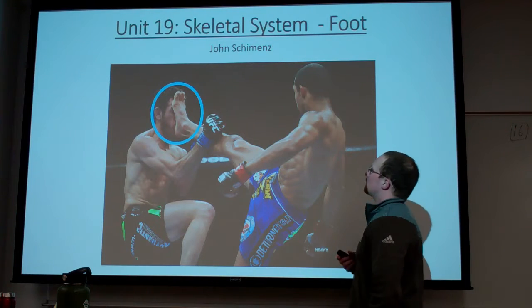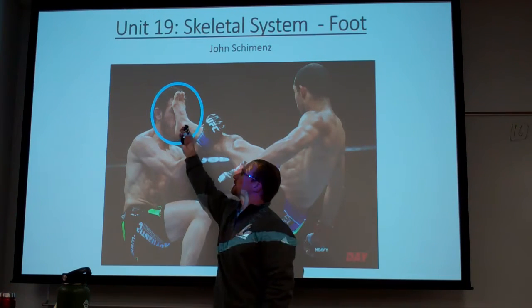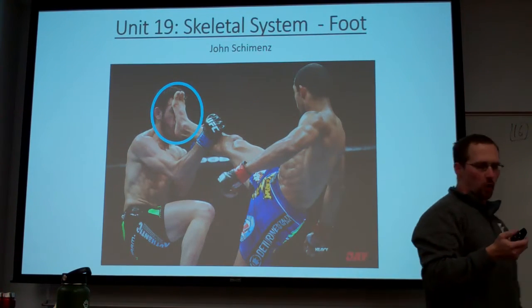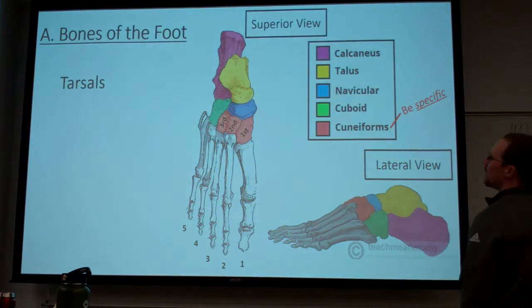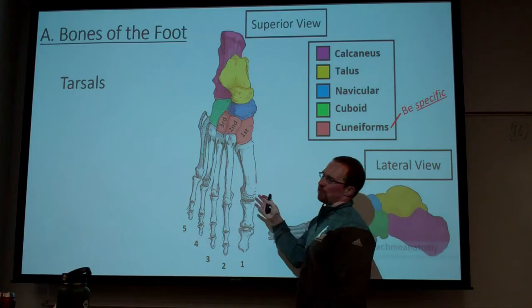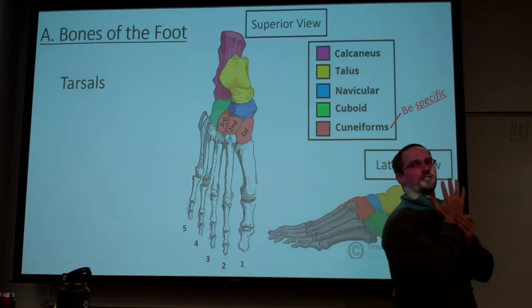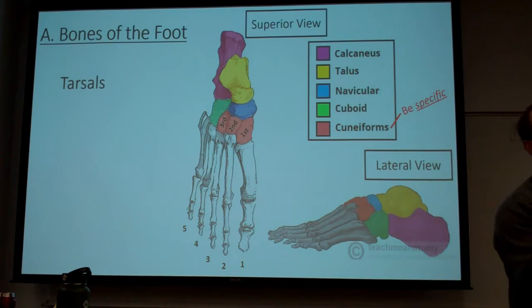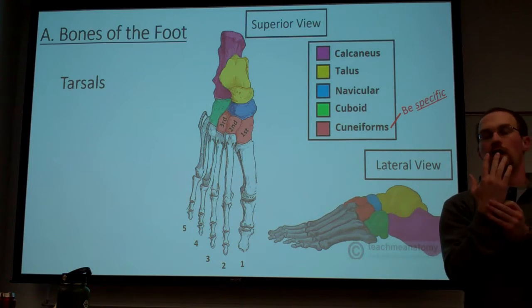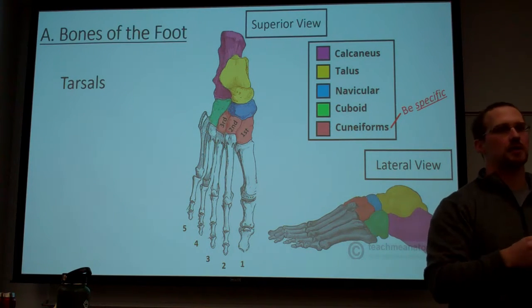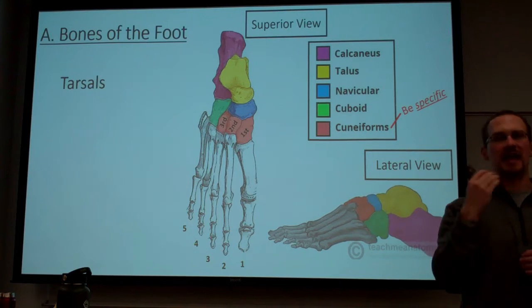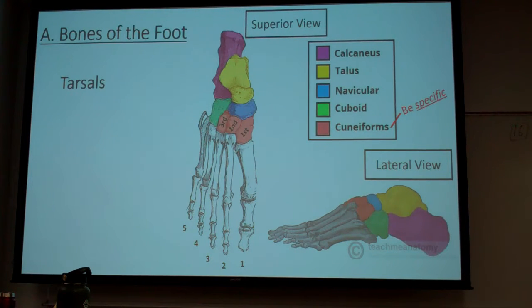Unit 19, last bone unit, looking at the foot and ankle. We're about to get after it here. Now, the nice thing about our foot is it's very similar to the hand. Some of the landmarks and the naming are exactly the same, and some are just slightly tweaked. So a lot of similarities between the hand and the foot.